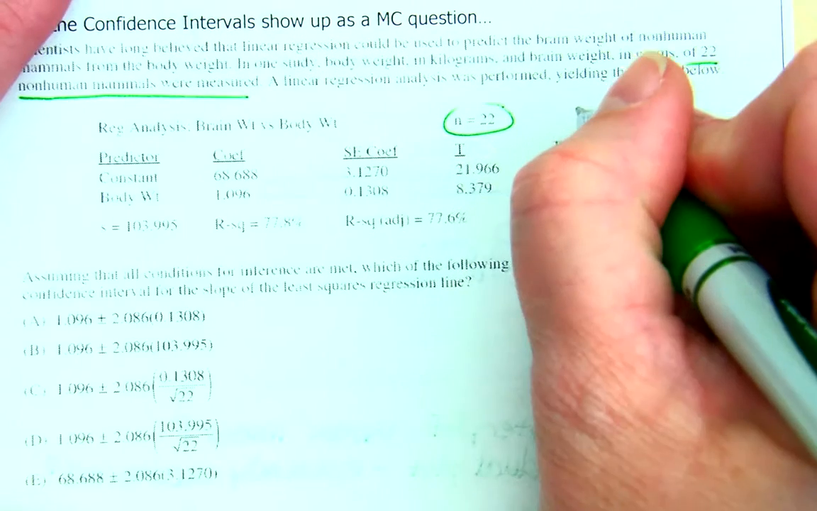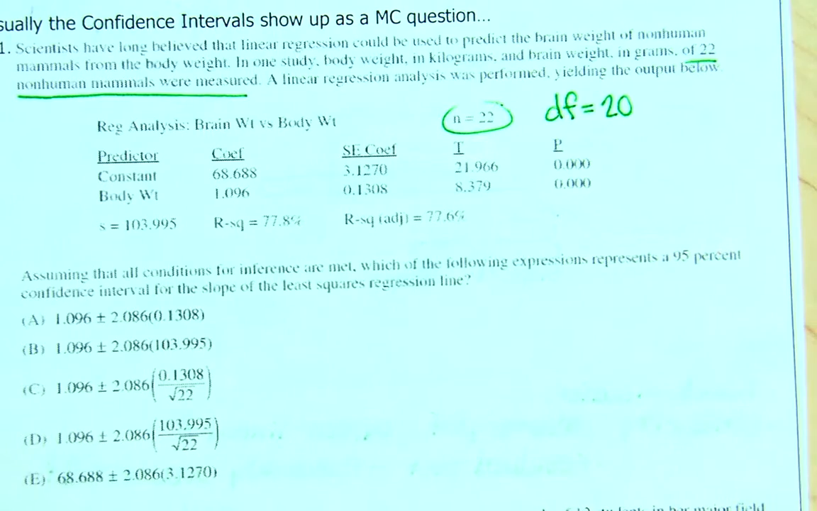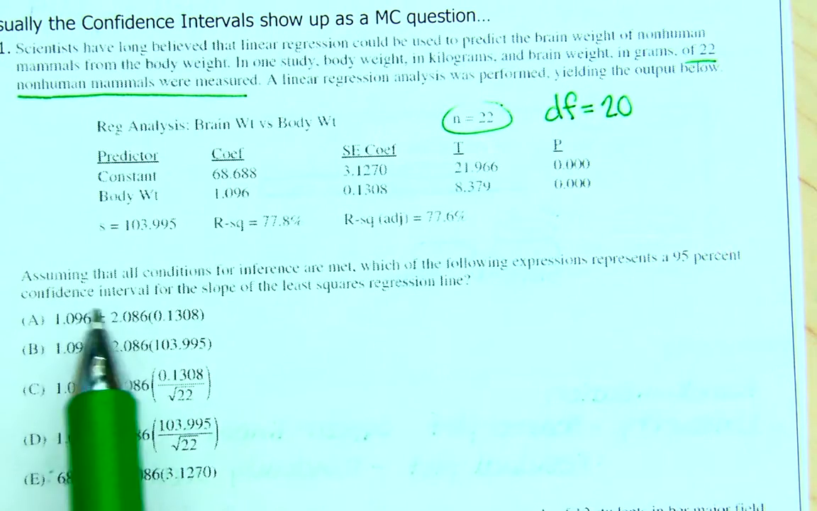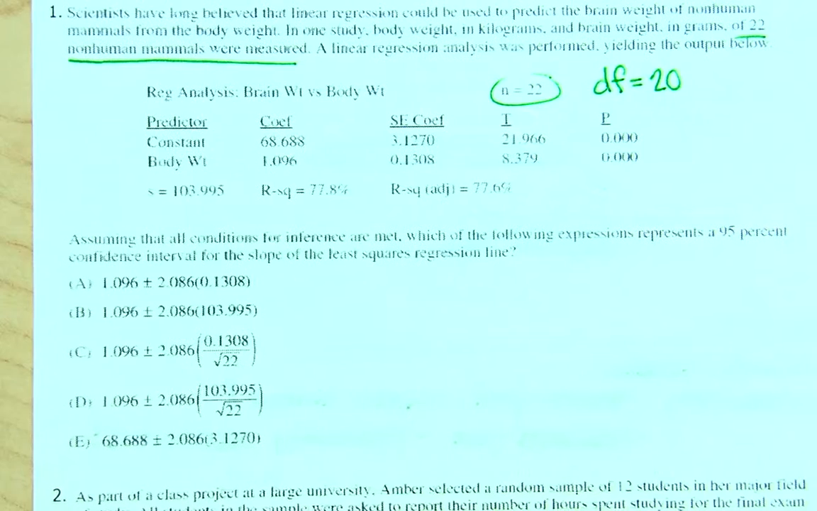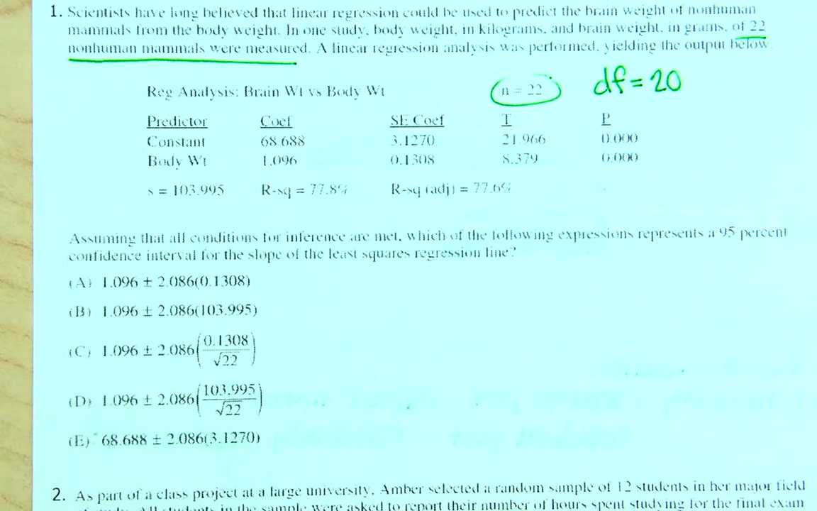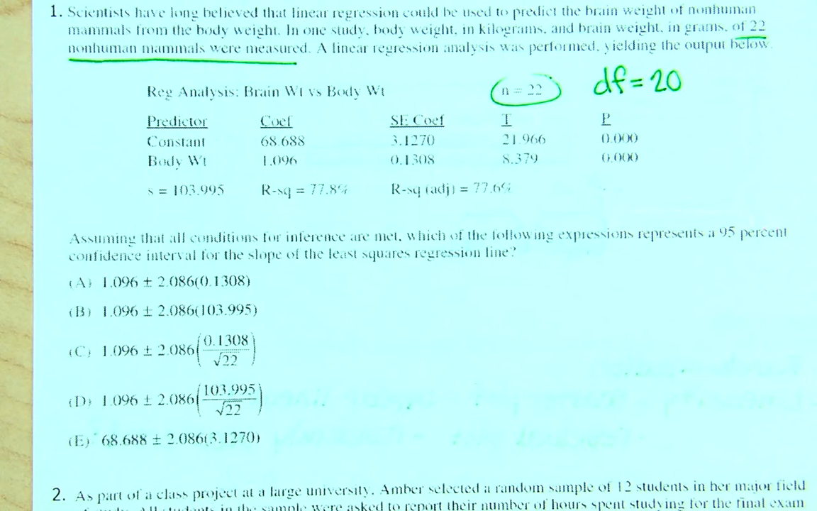So how much is my degrees of freedom? Good. So they want us to just assume that all the conditions are met. Don't have to meet any conditions. We just want to write out what is the equation we would use for a 95% confidence interval. Well, what is our estimate? So what is our estimate for slope?